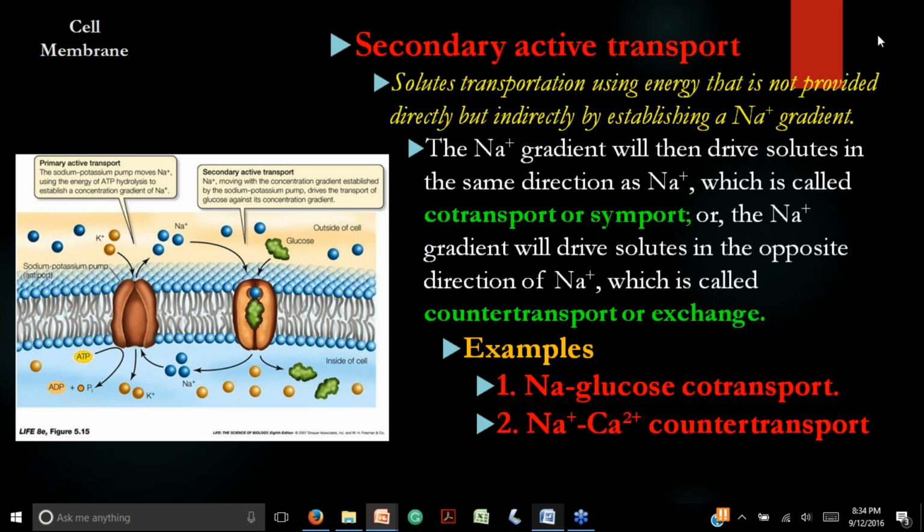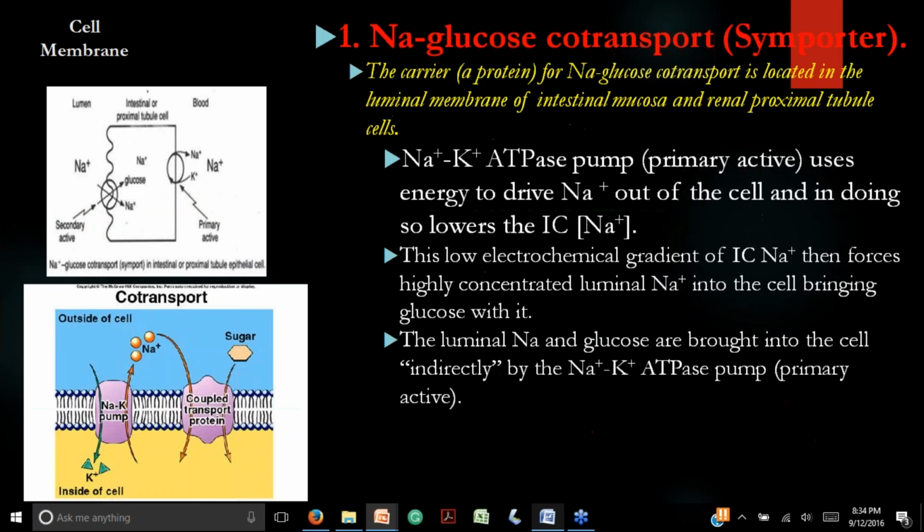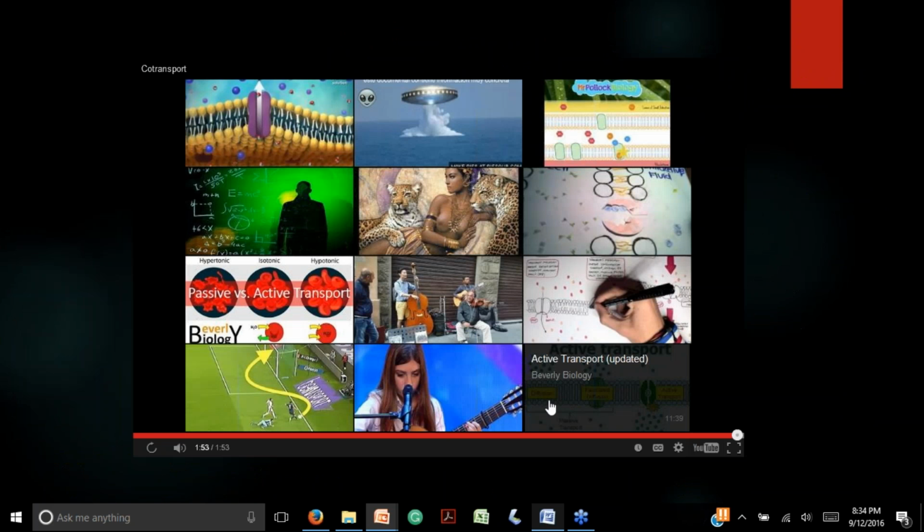All right, so here we have the secondary active transport. And what it's doing here, basically, first of all, we have two things. We have the sodium glucose co-transport and the sodium calcium counter transport. What is common in here is that they are going to use sodium in order to actually make the exchange.